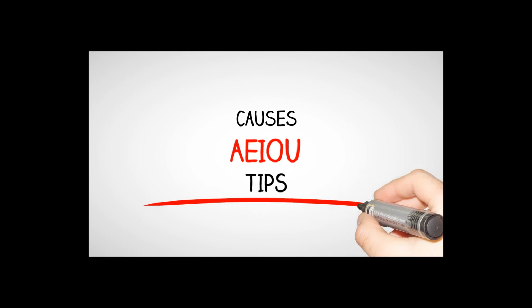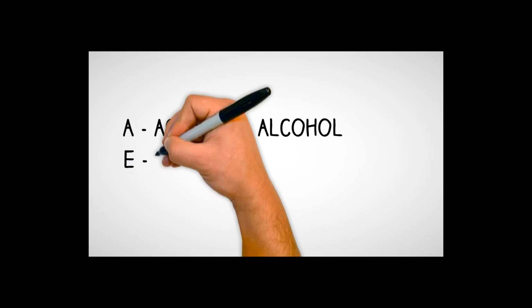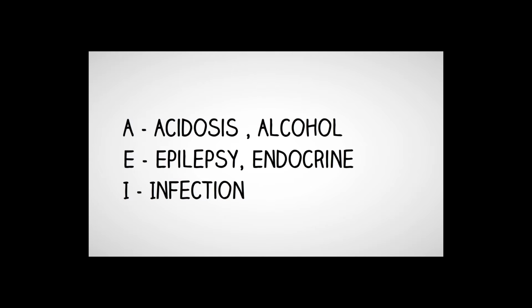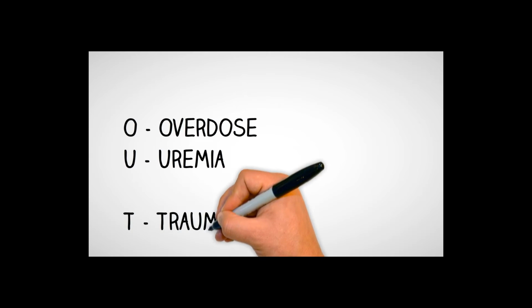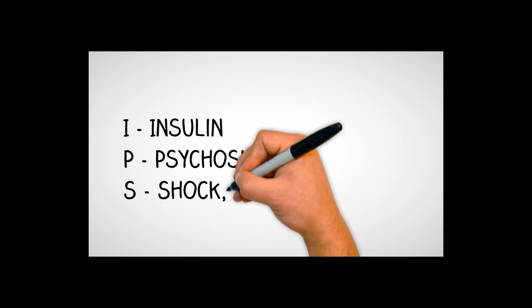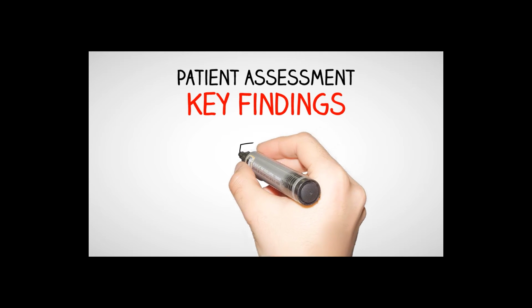Now, we talk about some of the assessment and the causes, and we look at AEIOU tips, right? And we talk about A for acidosis or alcohol, and E for epilepsy or endocrine issues, and also infection for things like sepsis, right? And we'll talk about overdose, thinking about the patient's medications or an overdose of some type. And also things like uremia or trauma, right? Especially head trauma. And then our insulin for those diabetic patients, and maybe that's causing the coma. Or psychosis, shock, and stroke. Okay, different, especially for stroke.